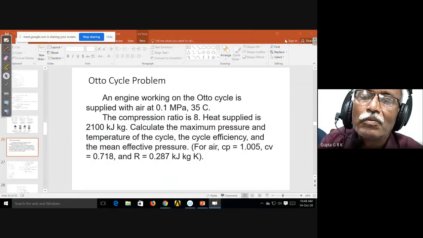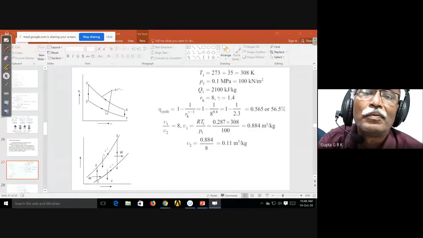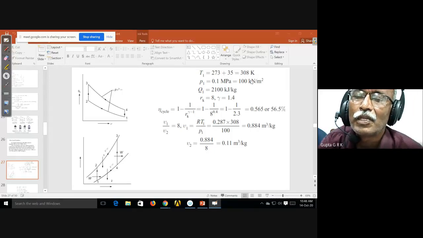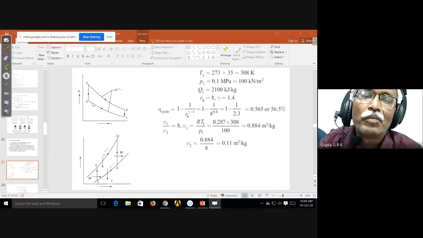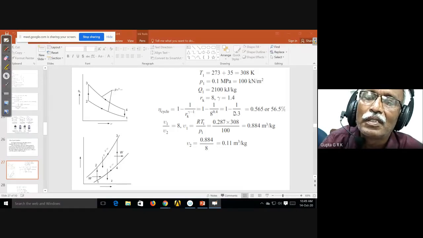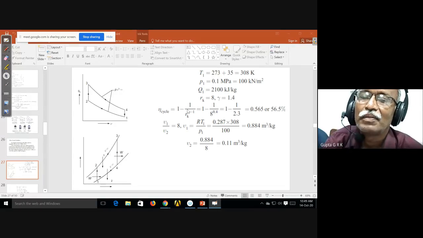So if you go to the way of solving the problem, T1 is given. You have to put it in Kelvin, and P1 you have to put in kilopascals. And the heat input is given, 2100 kilojoule per kg, and the compression ratio is given as 8, which is equal to V1 by V2 or V4 by V3. Gamma is 1.4. This is the cycle efficiency formula. You need not know this formula actually, but it is like a check. If you derive the efficiency, like the Brayton cycle efficiency, we got 1 minus 1 by r to the power gamma minus 1.